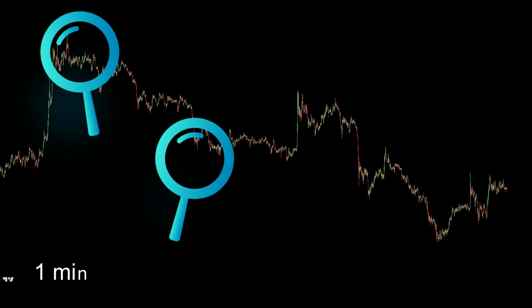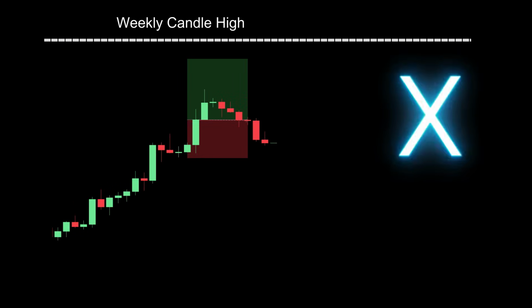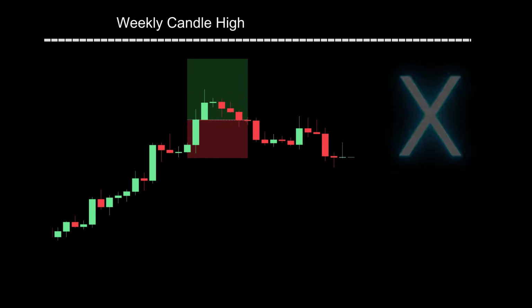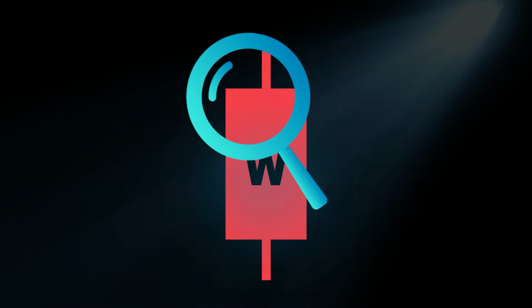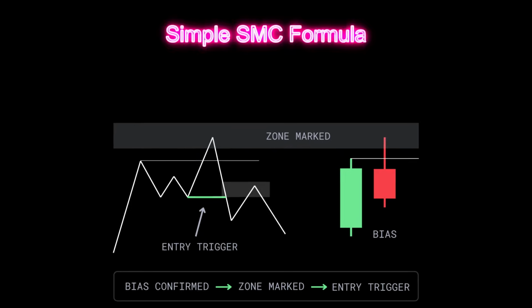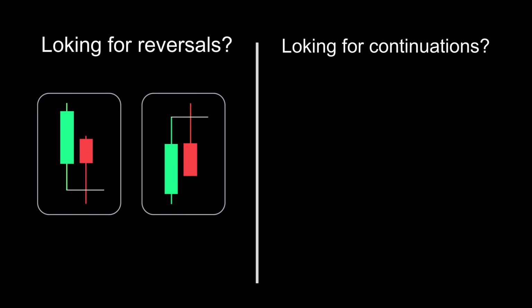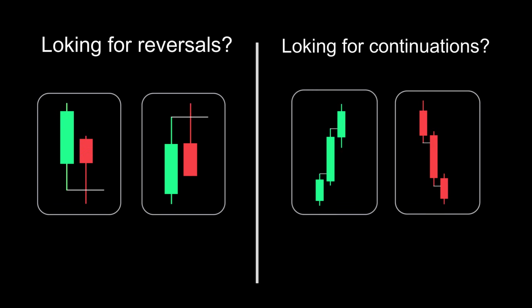Most traders spend hours looking for entries on the 1 minute or 5 minute chart. But the real reason they lose money is because they are ignoring one candle, the weekly candle. And once you understand what this candle is telling you, your entries suddenly become clear and high probability. In this video, I'm going to show you a simple formula smart money traders use to decide whether they should be looking for reversals or continuations during the week.